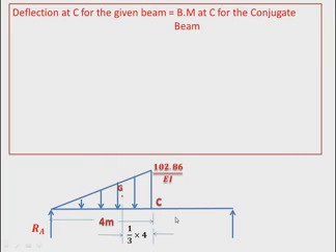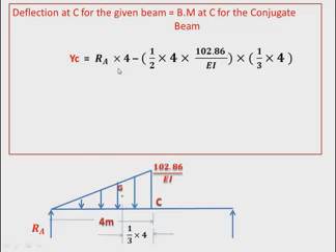Next, what is asked here? Deflection at C. How to calculate deflection at C? Deflection at C for the given beam is equal to the bending moment at C for the conjugate beam. Now you have to consider the load between A and C. Deflection at C is nothing but YC. Now if you calculate the moment due to RA about C, it is clockwise, so plus RA into 4, and the anti-clockwise moment is minus the triangular load between A and C. What is that? Half, base is 4, height is 102.86 divided by EI, into distance.